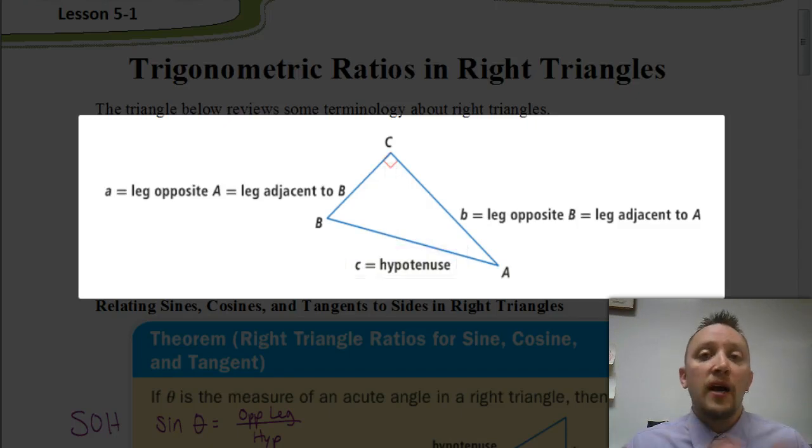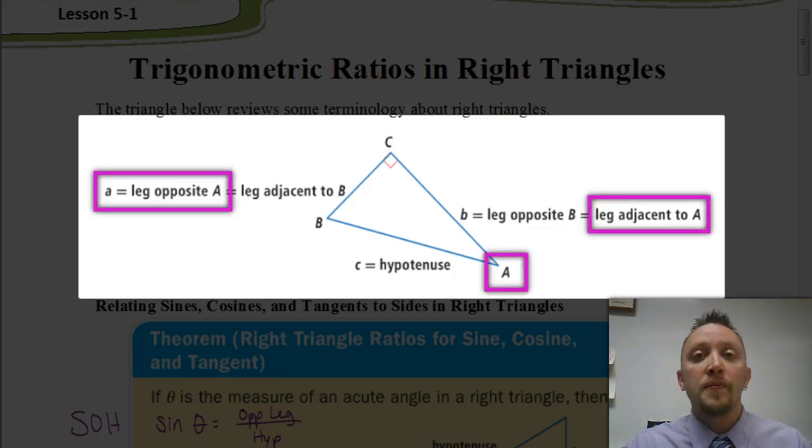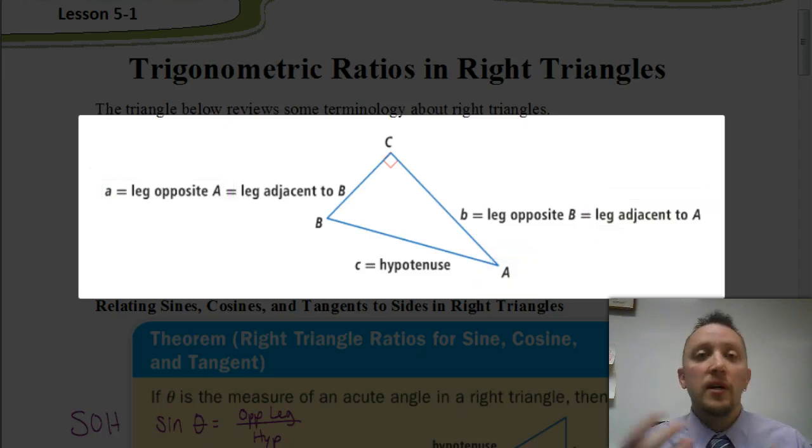Now, the other two sides are going to be called either the adjacent leg or the opposite leg, depending on the angle that we're looking at. So in this example here, if I was looking at angle A, the side across from angle A would be side BC, and the side adjacent to angle A would be side AC. But it doesn't matter that we're looking at angle A, the hypotenuse will remain the side AB.